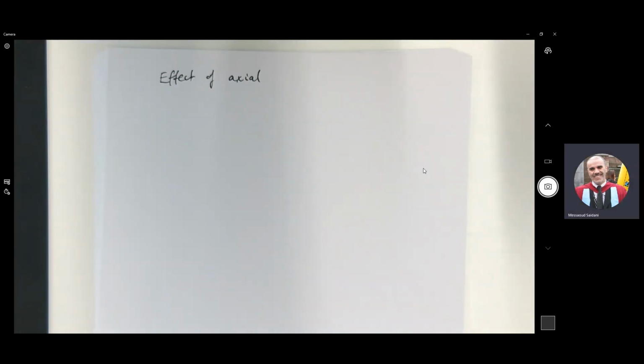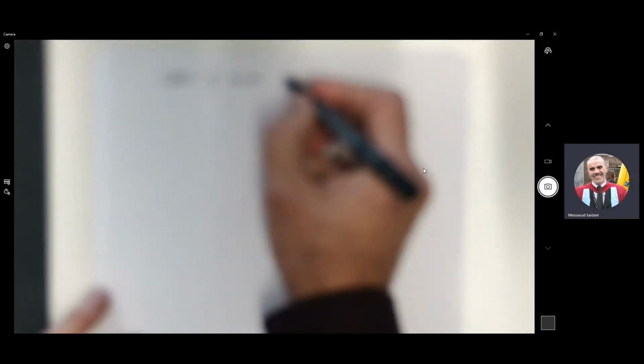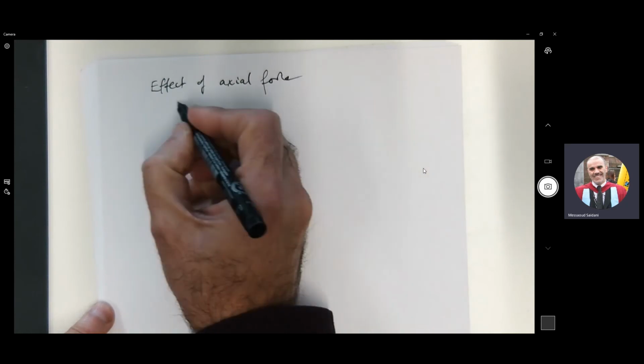So what we want is effect of. It's not clear. It needs... Too big, isn't it? Come on. Is that better? Effect of axial force, okay? That's what we want.